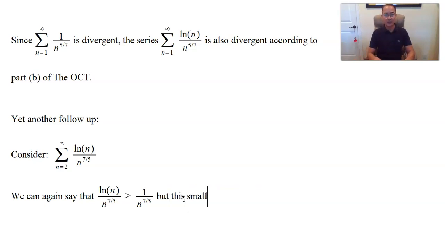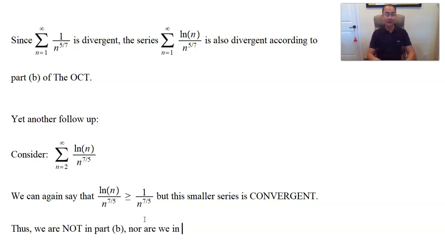But this smaller series is convergent. It's not summation 1 over n to the 5/7. It's 1 over n to the 7/5. 7/5 is bigger than 1. So that smaller p-series is convergent. Thus we are not in part B, nor are we in part A of the OCT.